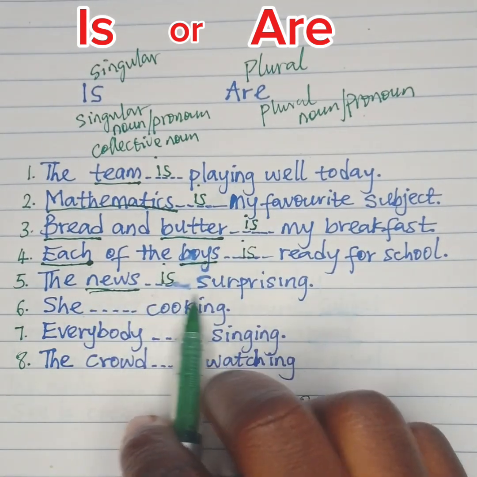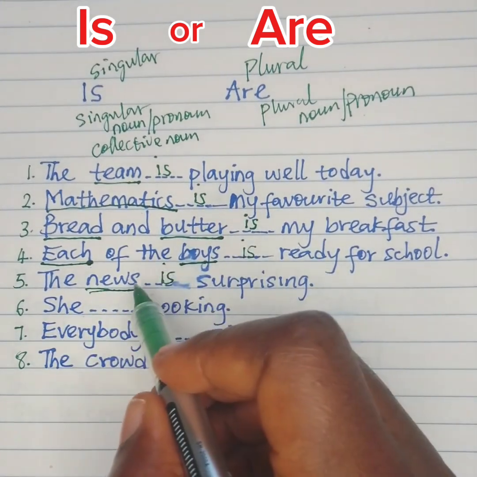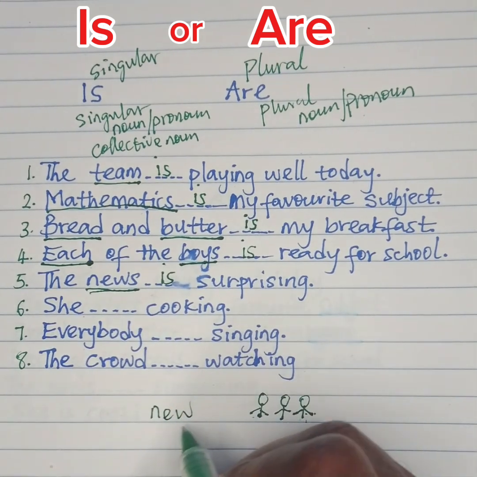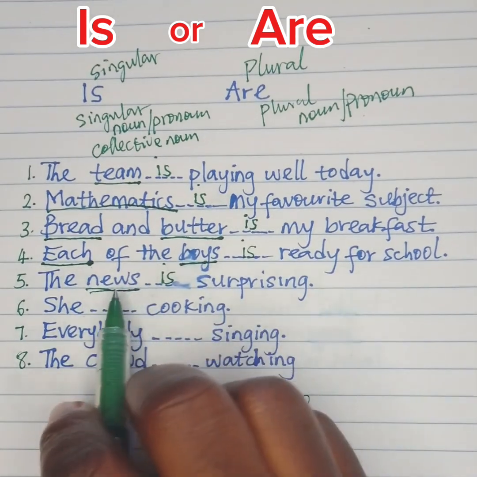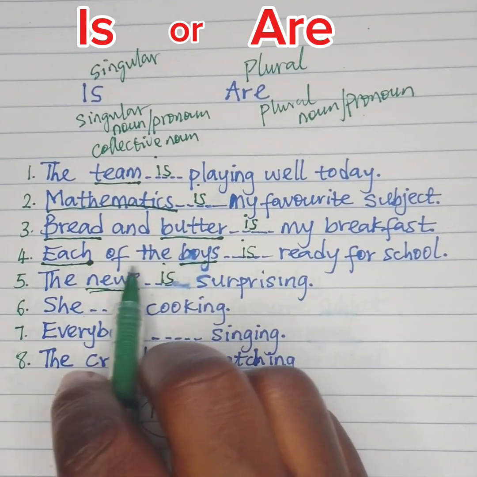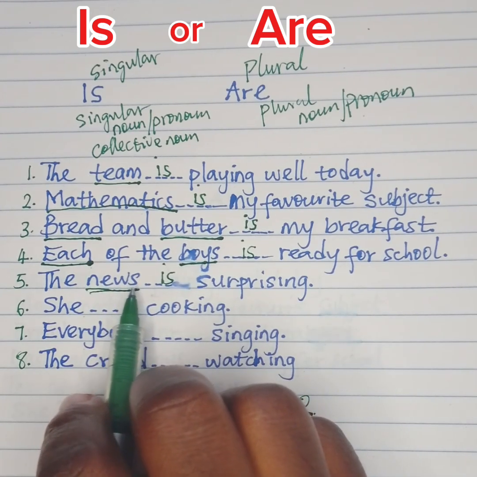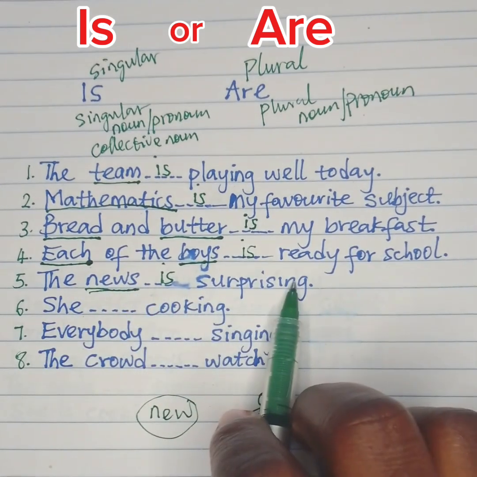The news is surprising. Remember, if you detach this S from it, it becomes new and it changes to adjective. All right. So we're not talking about the adjective. We're talking about the noun, which always takes S. News has to do with information. All right. The news is surprising.